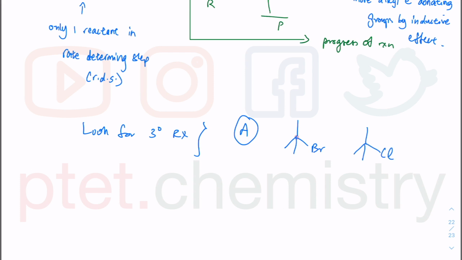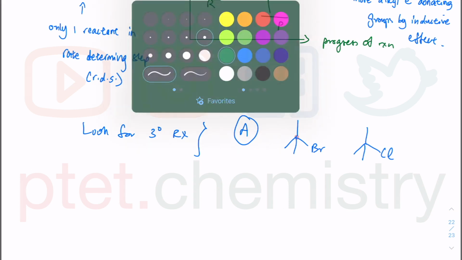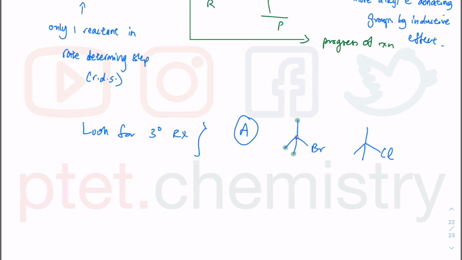The carbon with the halogen, the red carbon, is bonded to 1, 2, and 3 other carbons. The carbon with the halogen is bonded to 3 other carbons. That is going to be your tertiary halogenoalkane.